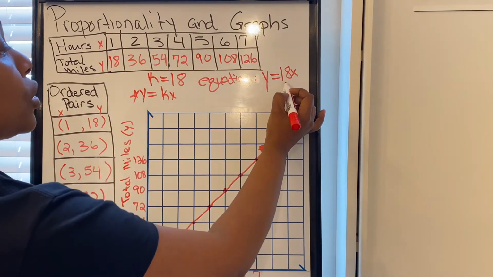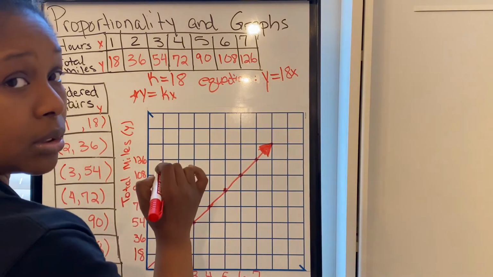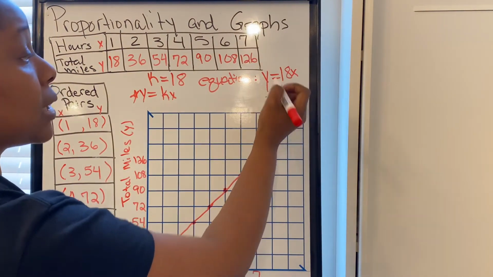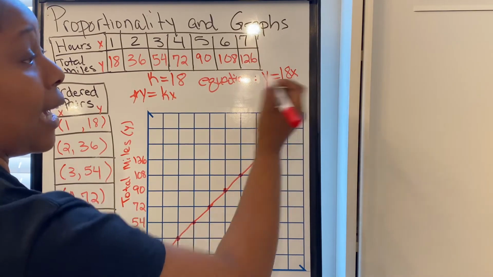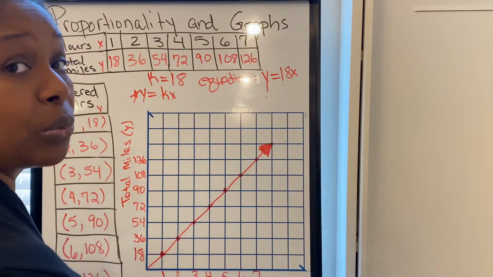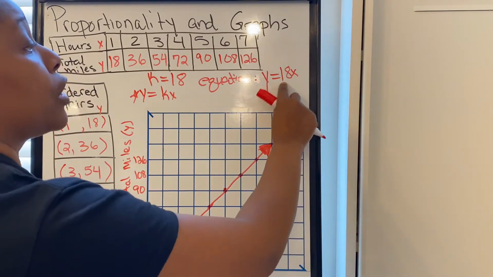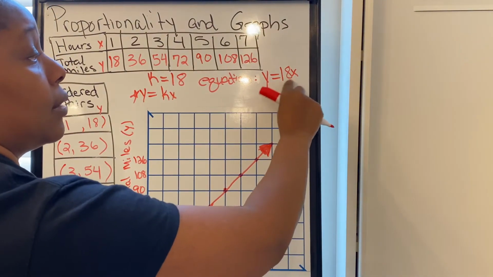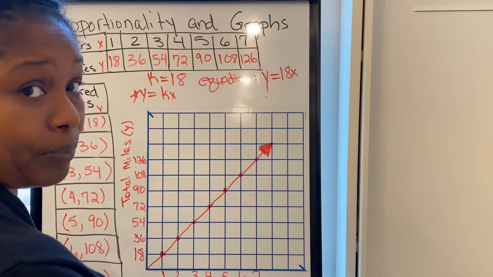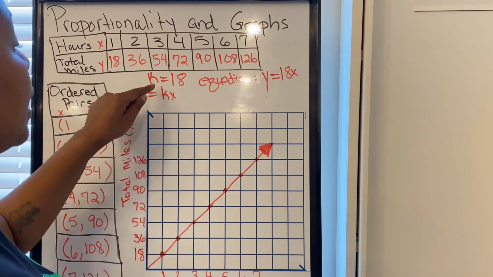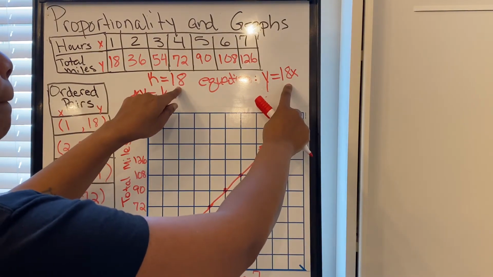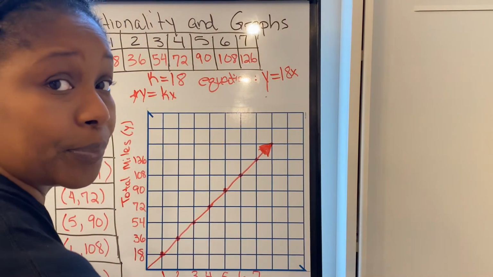You always put your constant that you found here. The y stays a y, the equal sign stays an equal sign, and the x stays an x. The only thing you're doing when you're writing the equation is you're inserting the value for your k. All right? Insert the value, boop, for your k. Boop, just like that. Okay?